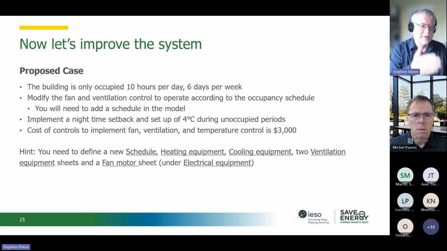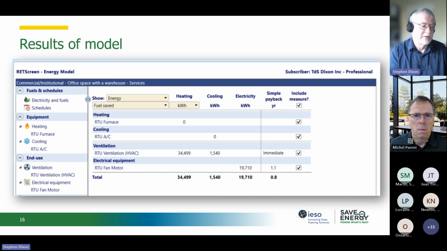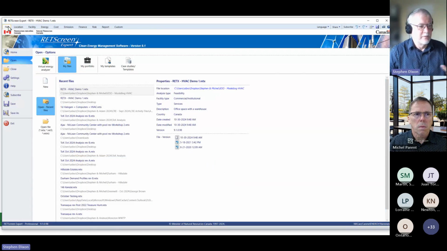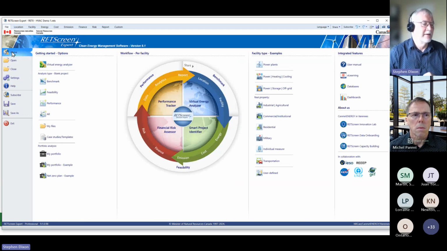So we're going to need a schedule, heating equipment, cooling equipment, ventilation equipment, and a fan motor to deal with the entire system. So the results look like this, but what I'm going to do just for a couple of minutes here is I'm going to jump into RETScreen and just show you what this looks like. So in RETScreen, I start off with my main screen, go to home here.